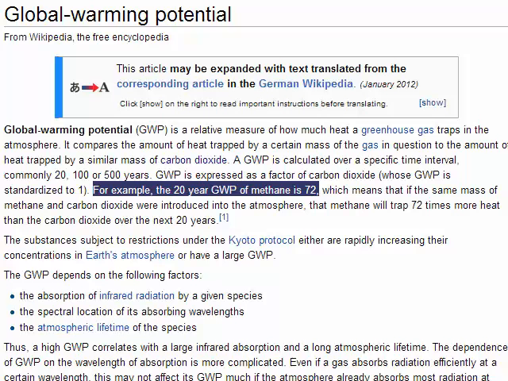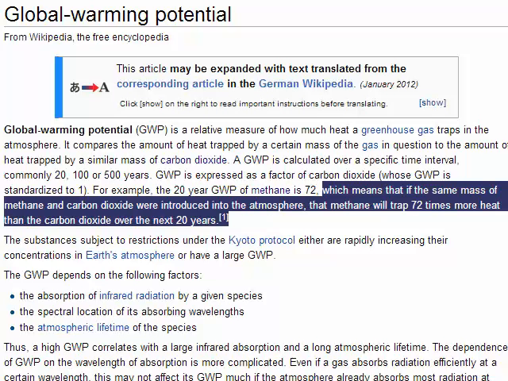For example, the 20-year global warming potential of methane is 72, which means that if the same mass of methane and carbon dioxide were introduced into the atmosphere, the methane will trap 72 times more heat than the carbon dioxide over the next 20 years.